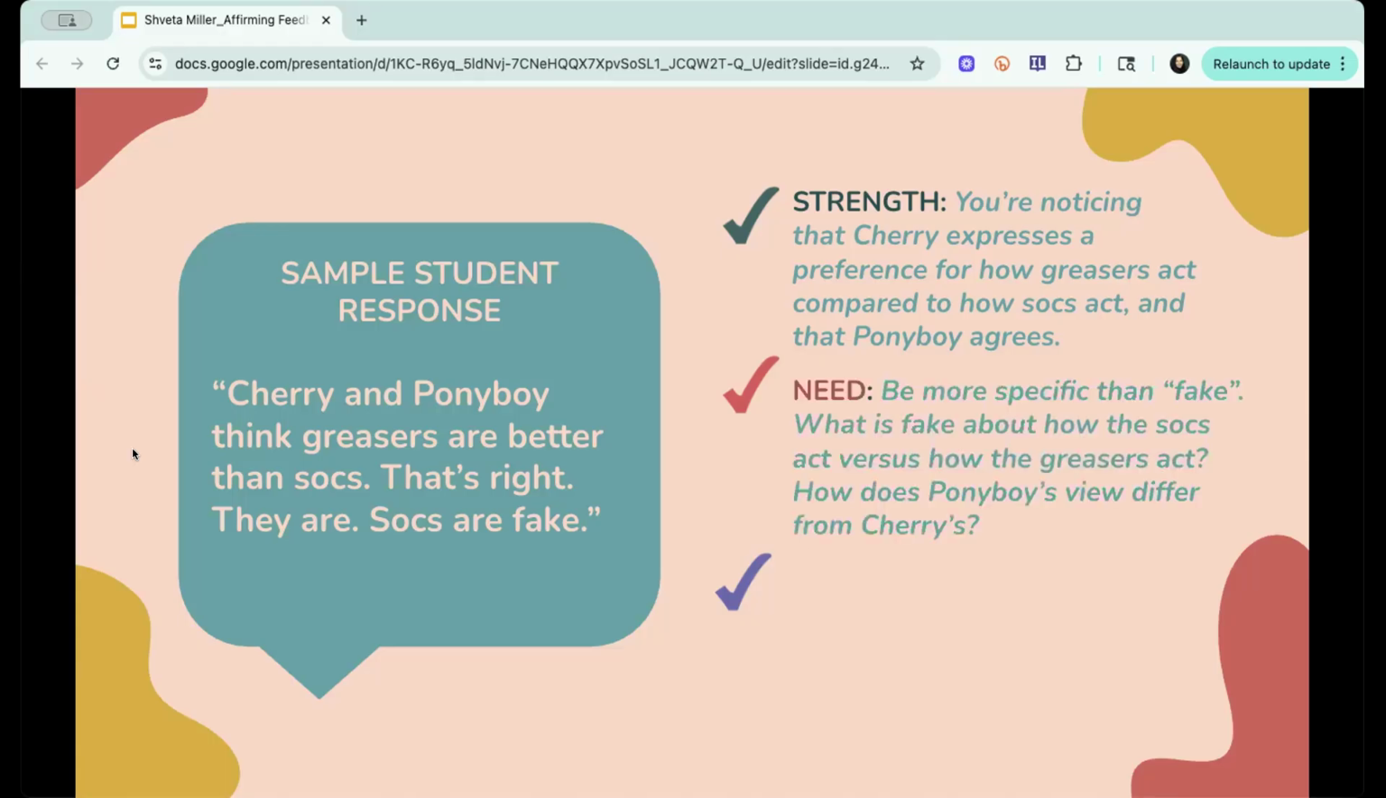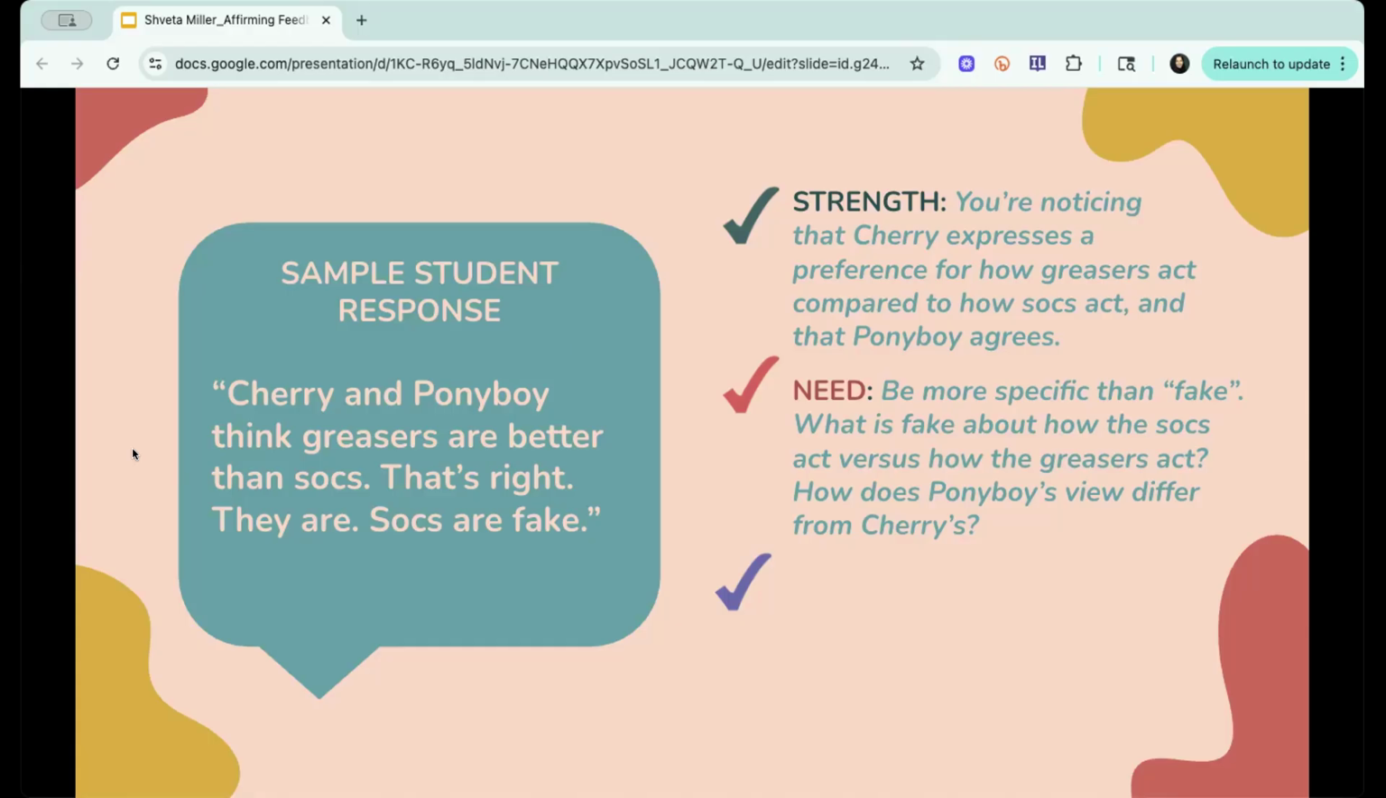Okay, so the next step is, what's the need here? Be more specific than fake. What is fake about how the socks act versus how the greasers act? Fake could mean a lot of different things. That wasn't a word from the text. We want to get at the idea about their emotions being numb or artificial, superficial, things like that. So we're really pushing for precision from the text there.